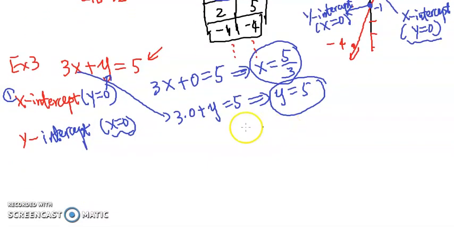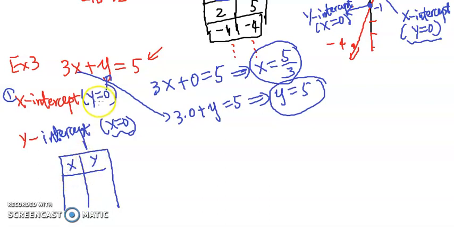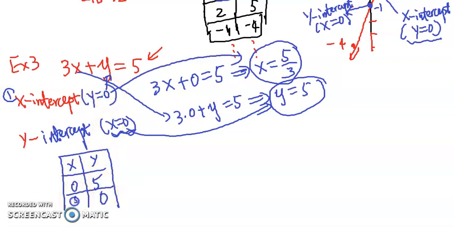This time, I can still make a chart, but if you don't make a chart, that would be okay. So when x equals 0, y should be 5. And when y is 0, x is equal to 5/3. So with these two values, that's good enough to sketch the line.